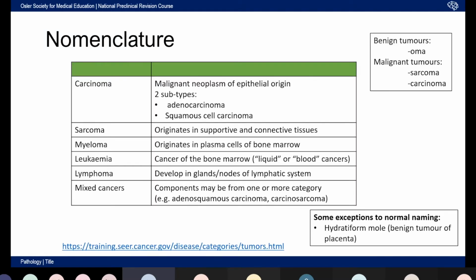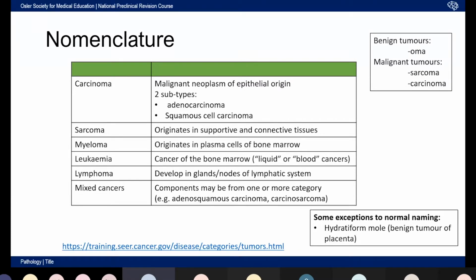So nomenclature, you don't really have to know that much about this, but this is just here for reference, I guess. Benign tumours tend to end in oma, whereas malignant tumours will be ending in sarcoma or carcinoma. It's just a useful tip to remember, although some cancers won't follow that rule. As I said at the bottom, a hydatidiform mole, which is a benign tumour of placenta, is a bit of a rogue one.